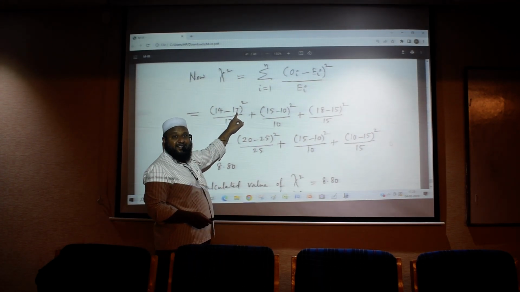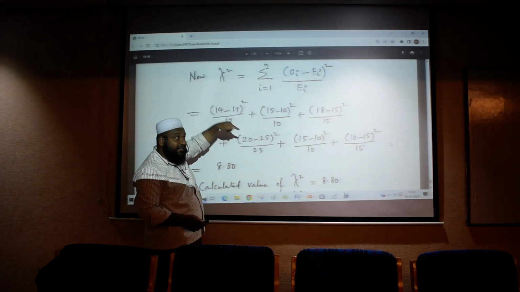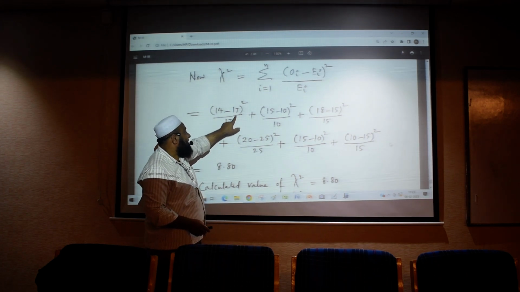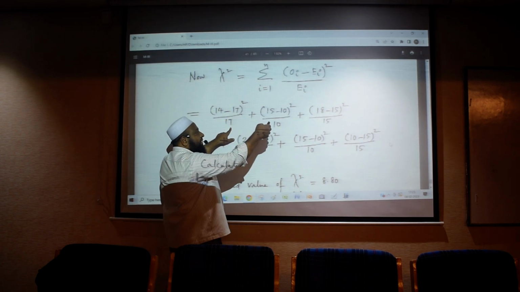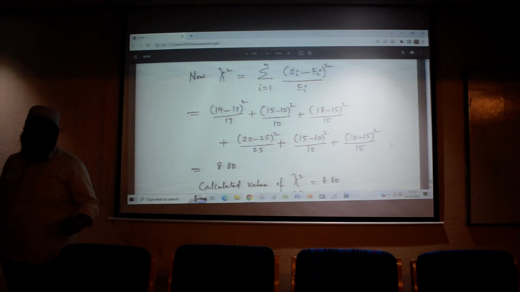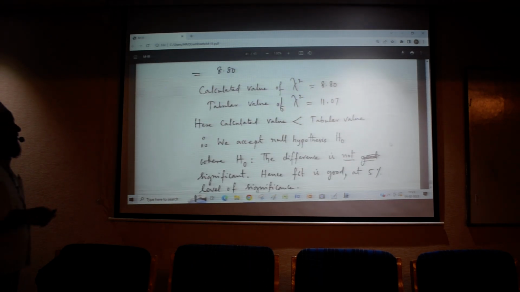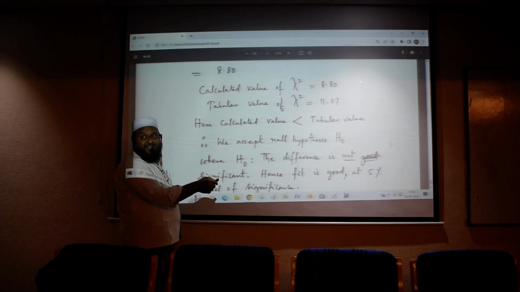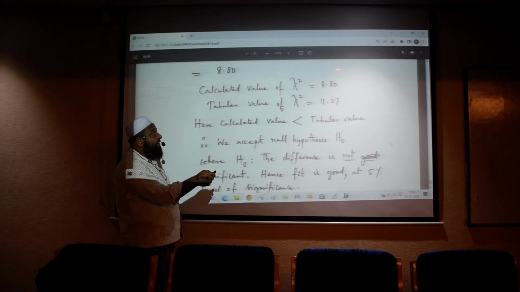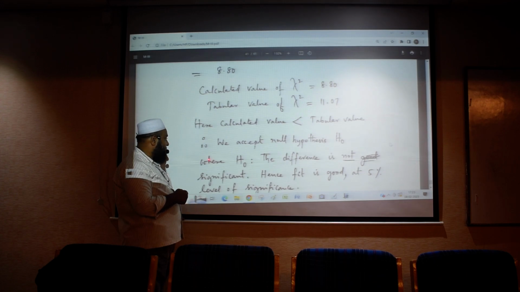Now observed value minus expected value by 14 was there. Below that, 17 was there. Simply I am substituting these Oi minus Ei values. So finally it has come to 8.80. Calculated value is 8.80. Tabular value is 11.07. Calculated value is less than tabular value. Therefore we accept the null hypothesis H naught, where H naught says the difference is not significant.